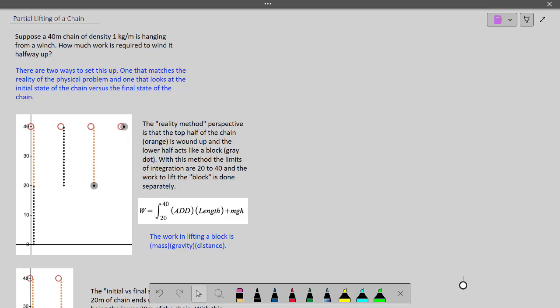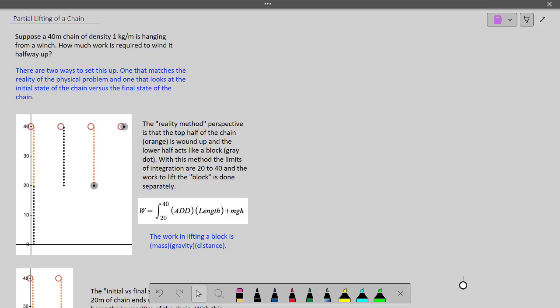My way was to do it this reality way because I'm a math guy, and I'm like, oh, okay, well, if we're only going to wind up the chain halfway, I've colored the top half of the chain orange, the bottom half black. This is what it looks like once it's wound up, right? The top links are the ones that go to the top. Well, you could then just think of the bottom chunk of links as a block. And you could do, okay, ADD length integral, and we are integrating from 20 to 40, right? Because these are the links that are moving. And then we just add the mgh for the block.